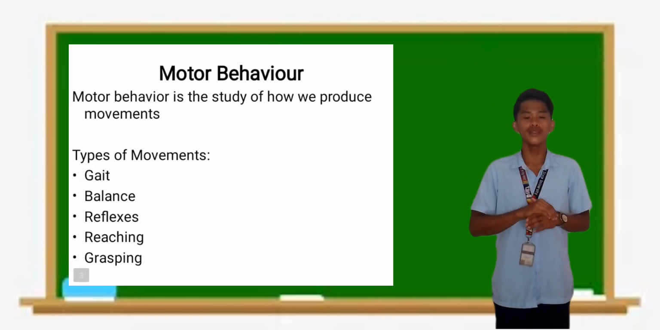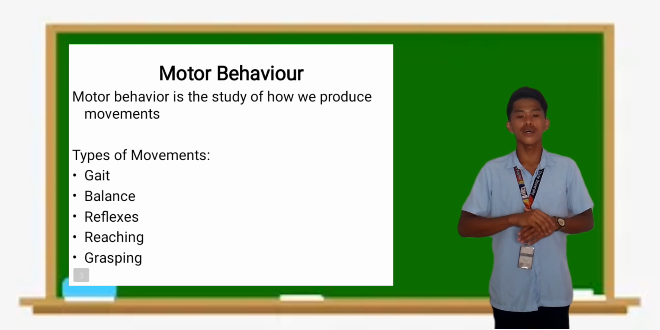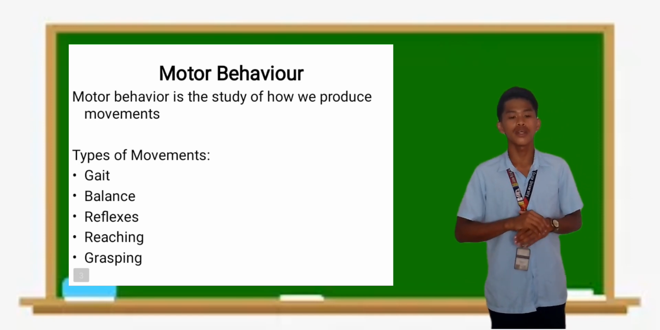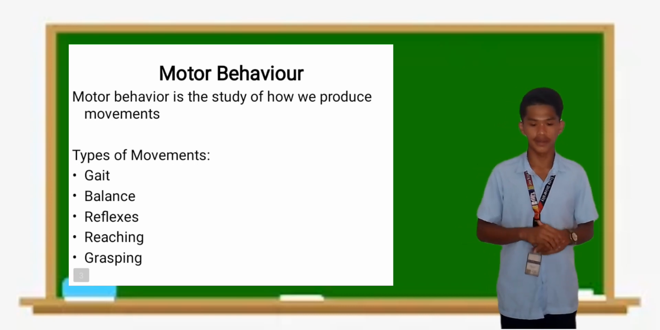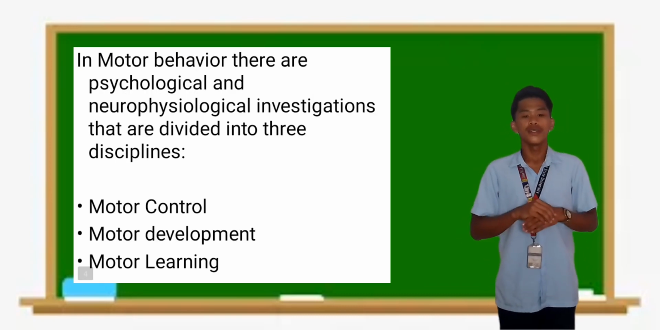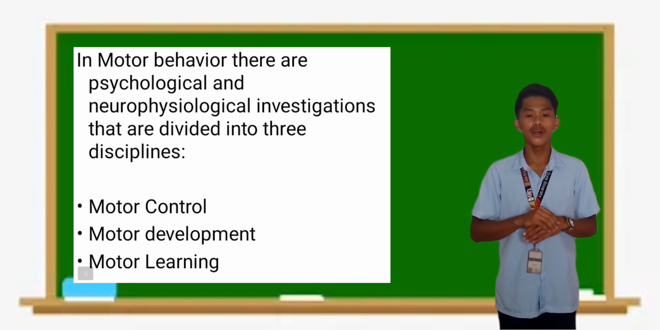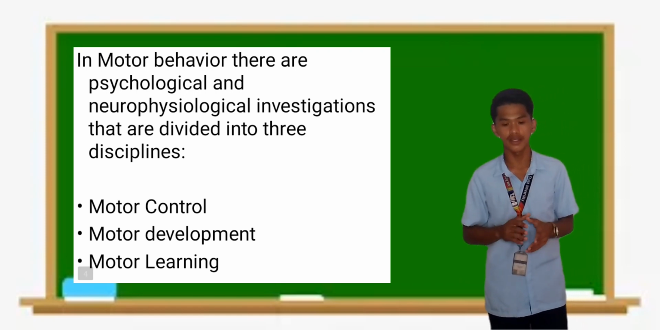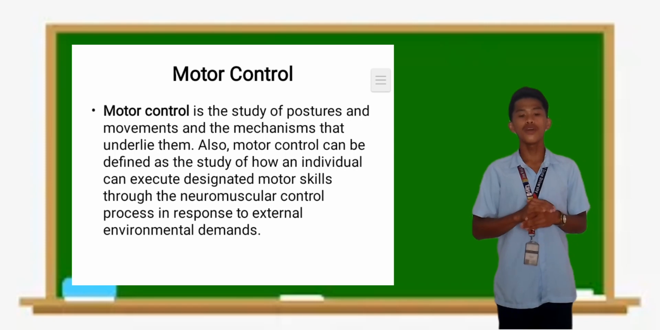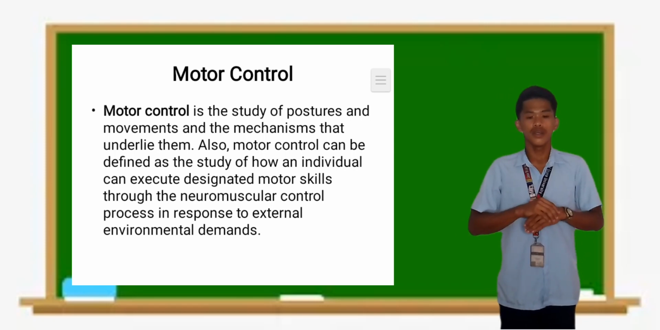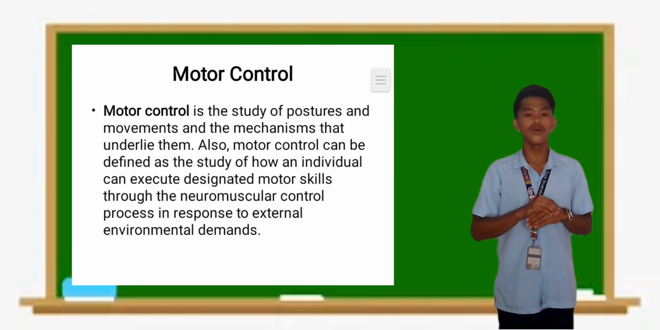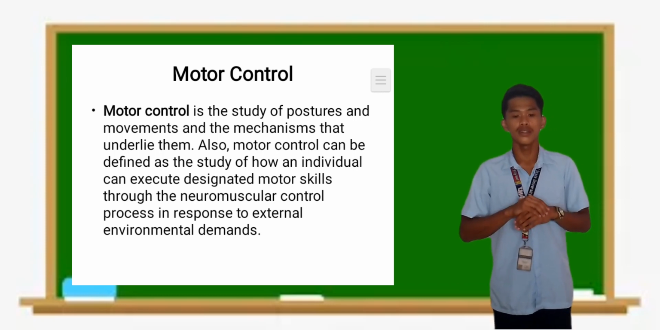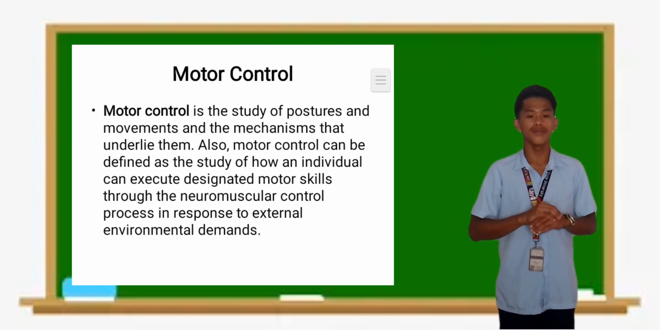Motor behavior. So what is motor behavior? Motor behavior is the study of how you produce movements. Types of movements: gait, balance, reflexes, twitching, grasping. In motor behavior, there are psychological and neurophysiological investigations that are divided into 3 disciplines: motor control, motor development, and motor learning. Motor control is the study of postures and movements and the mechanisms that underlie them.